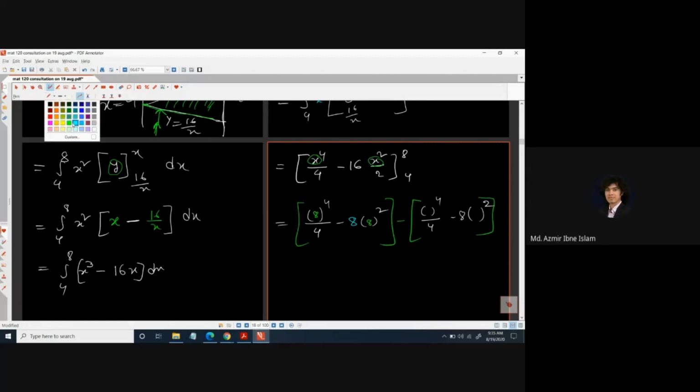So input lower limit here. Lower limit is 4. So now it is up to you. You can easily find the result. Is that okay? Yes, sir.